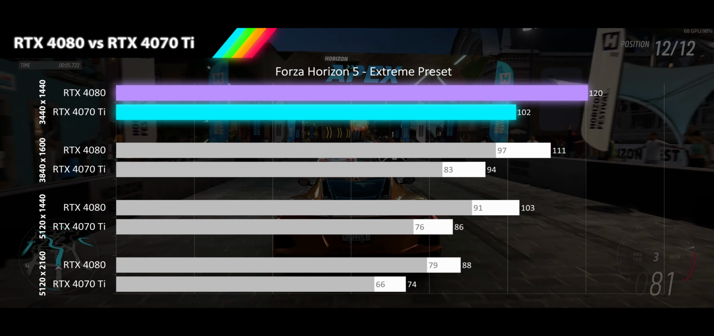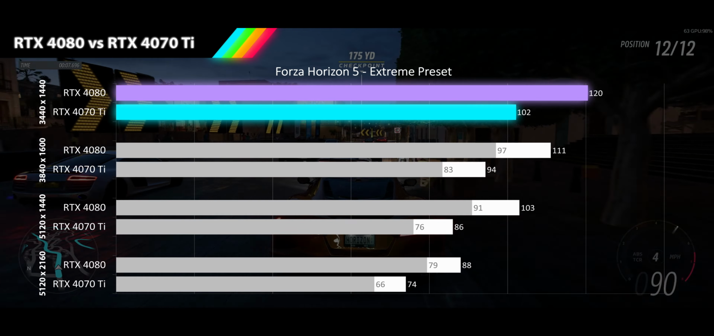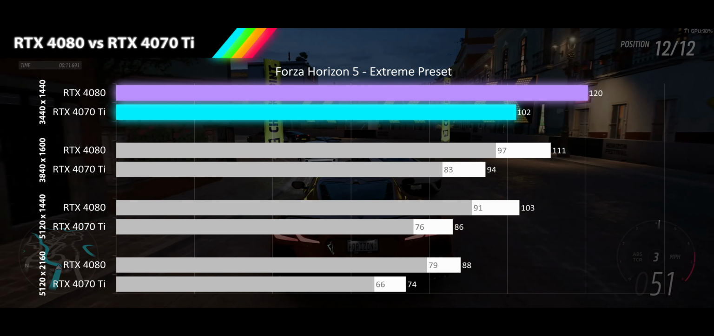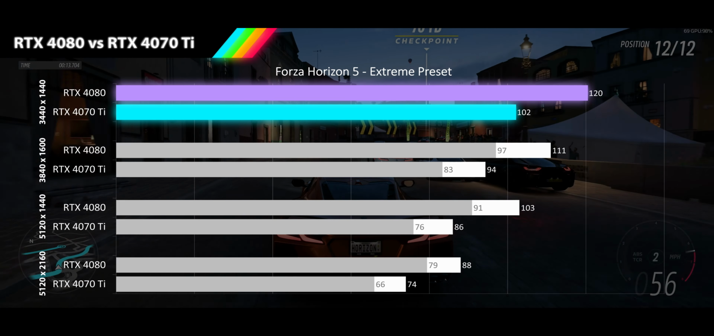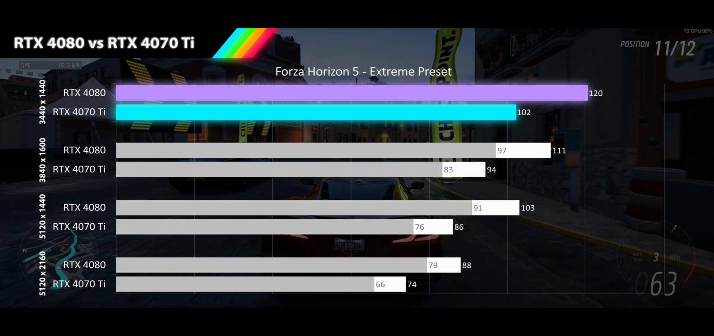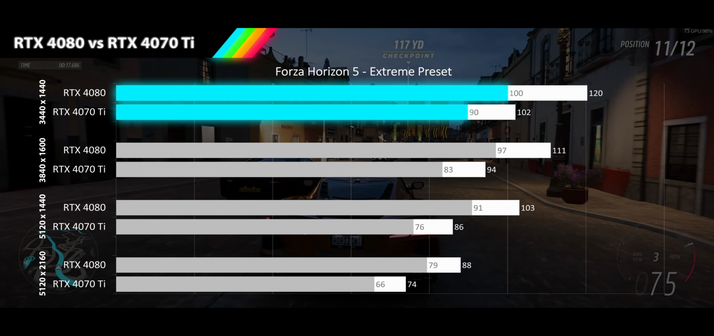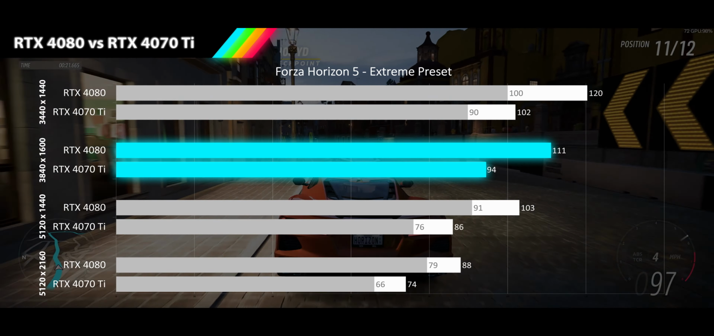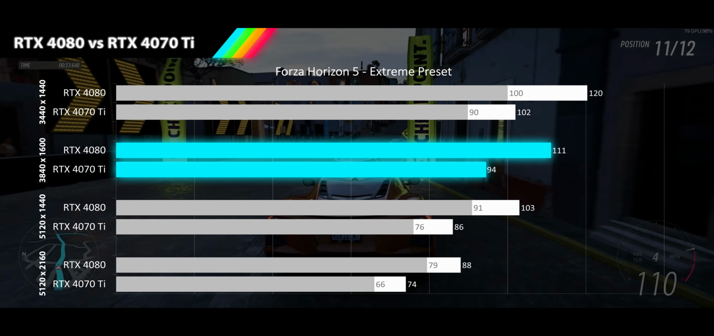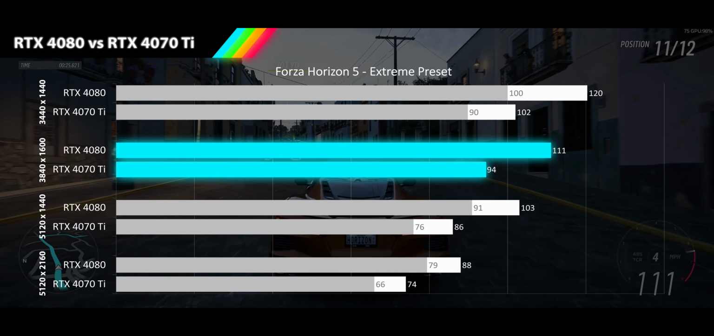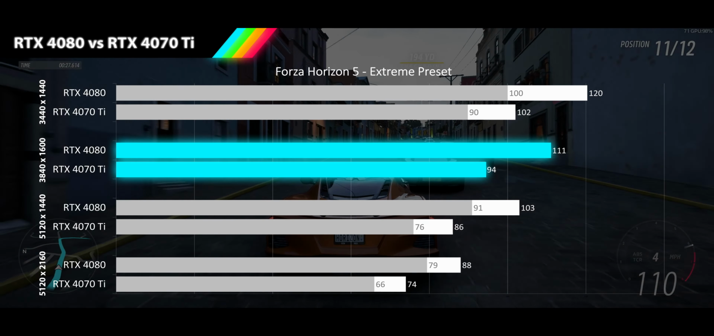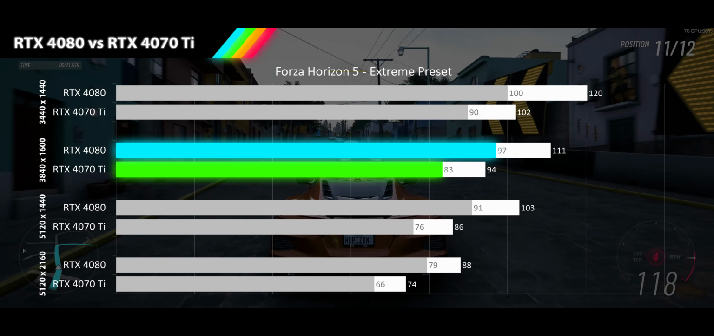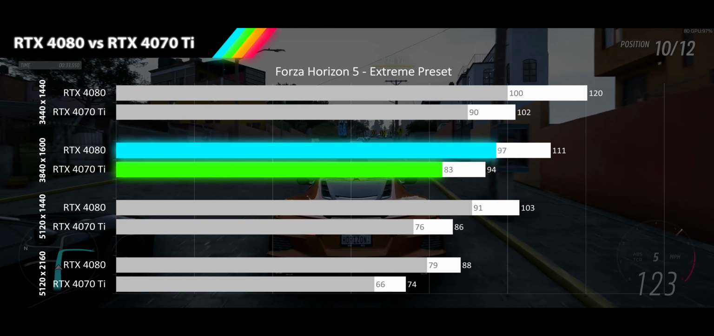At our 1440p ultrawide resolution, we see the 4080 delivering 120 FPS to the 102 FPS of the RTX 4070 Ti, a 19% performance delta. We see a closer 1% low, with the 4080 only 11% faster. Moving to 1600p ultrawide resolution, we see the 4080 still 18% ahead with 111 FPS to the 94 FPS of the 4070 Ti. The 4080 is now 16% ahead for the 1% low.